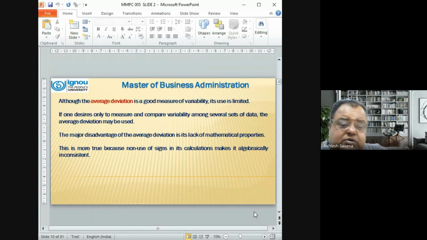It is true, because non-use of signs in this calculation makes it algebraically inconsistent. We are ignoring negative signs because we are using only the positive deviations, positive values. We are converting the negative numbers into positive by using mod values. That is the disadvantage.